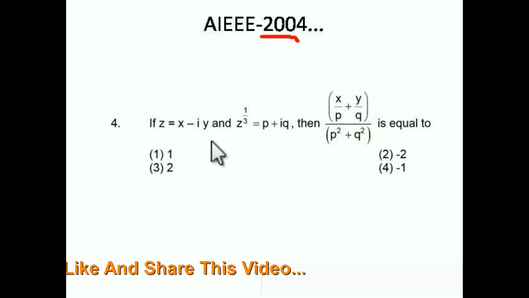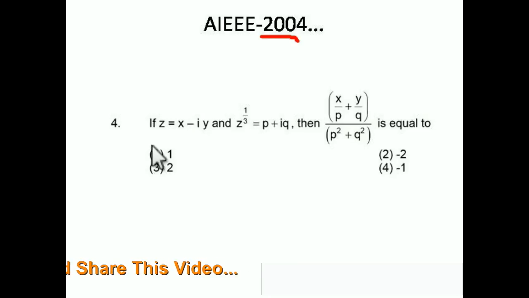This is from the complex number chapter, and what they say is, if z is equal to x minus iota y, we have z raised to 1 by 3 is equal to p plus iota q, then the value of this thing is equal to what? Now see, we have to find the relationship between x by p plus y by q. That means we have to find the relationship between x, p, y and q. So here we have z raised to 1 by 3 is equal to p plus iota q.